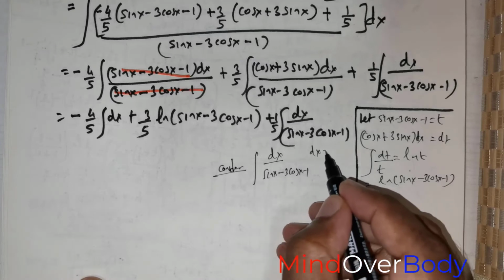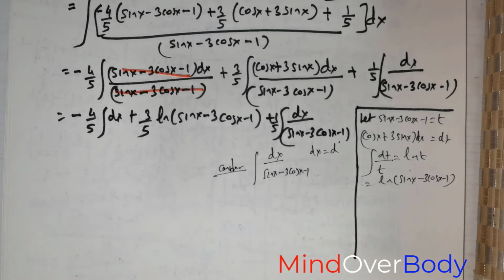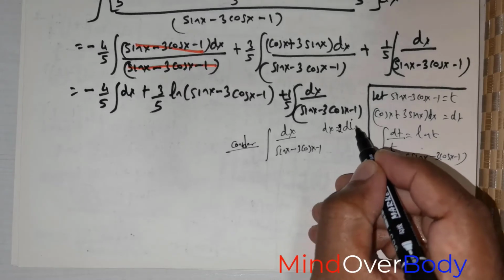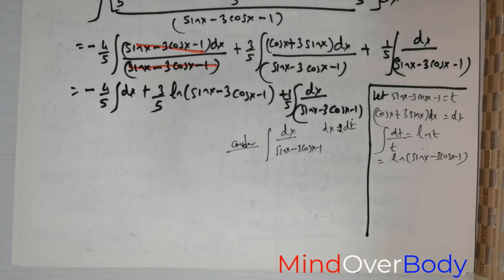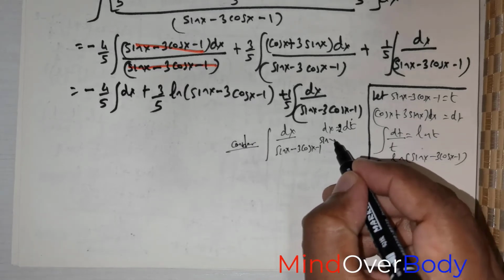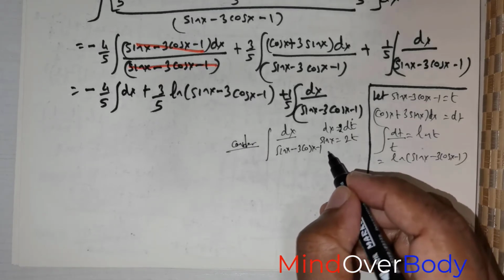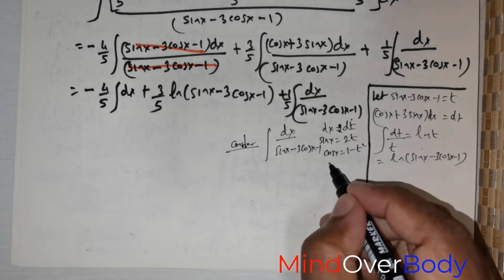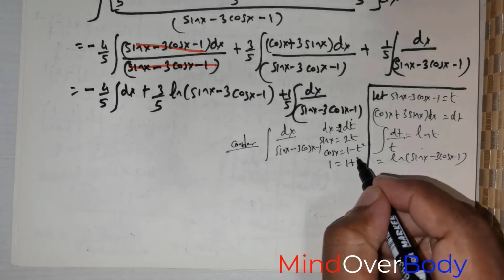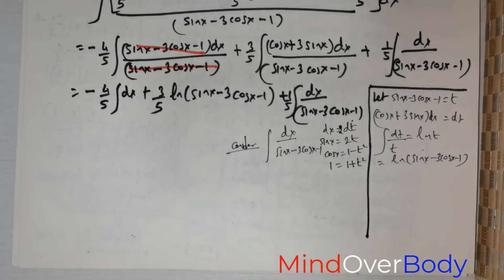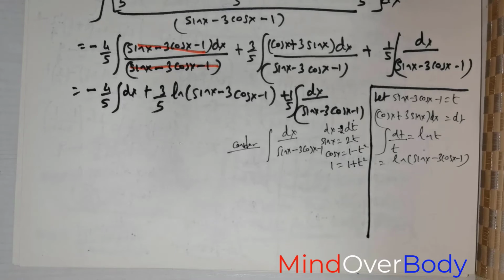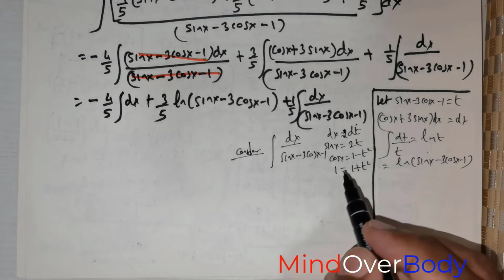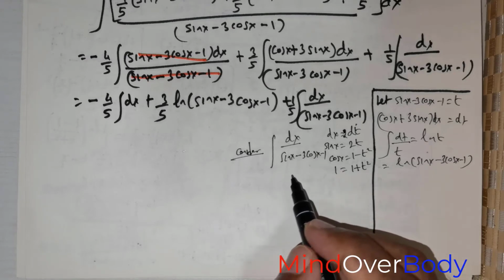So in place of dx we will substitute the following. This is going to be 2 times dt. In place of sin x we will substitute 2t. In place of cos x is going to be 1 minus t squared, and in place of 1 is going to be 1 plus t squared. So these are the substitutions that will go into the problem. This is actually the shortcut, but the long way I have already done it in the previous question, so you can just check that out.